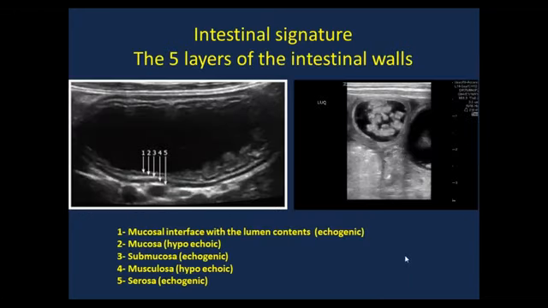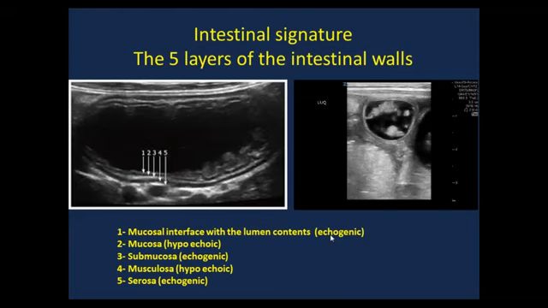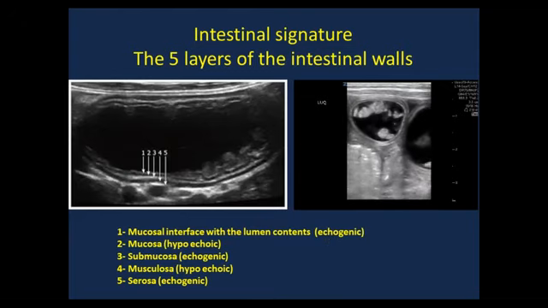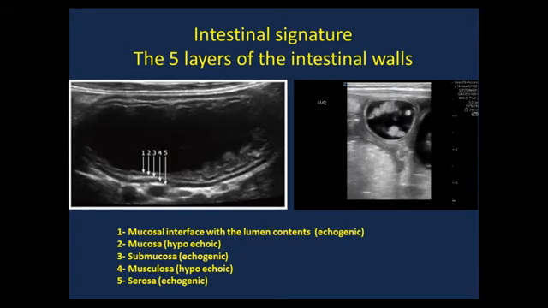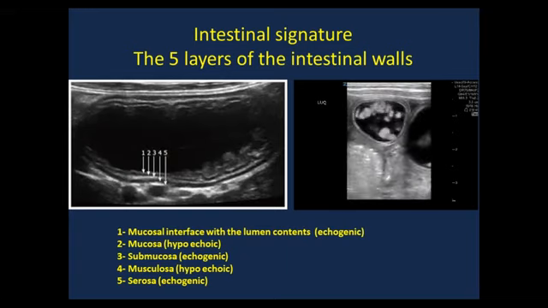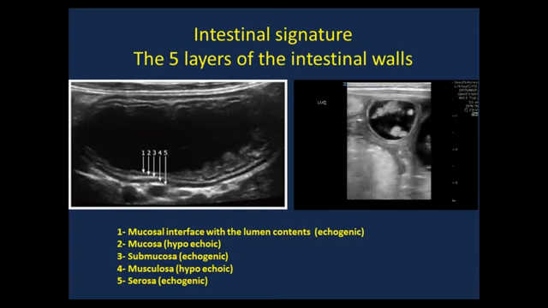Intestinal signature is the ability to identify the wall of the intestine as 5 different layers, and for sure you can get that in a good quality of ultrasound imaging.